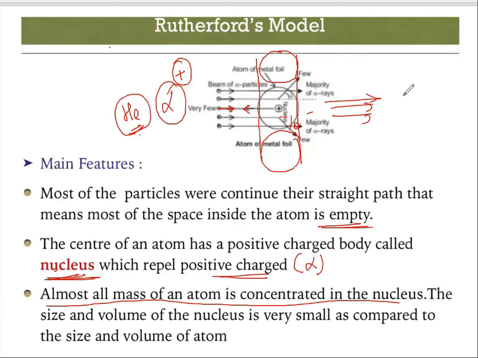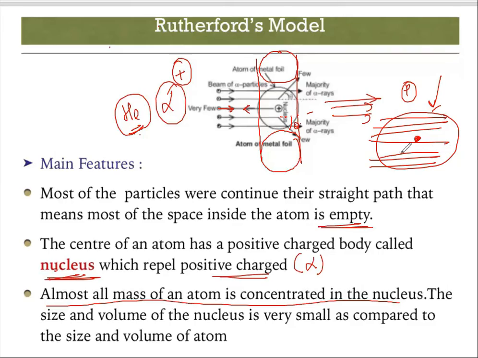In the nucleus, which are those positively charged particles? That is proton. So what happens? Protons are present inside the nucleus, and neutrons also. Because protons and neutrons decide the mass of the nucleus and volume of the atom. You can think of a practical example. If you think of a football ground, if the football ground is an atom, then the football is the nucleus. That means there is plenty of empty space inside the atom.